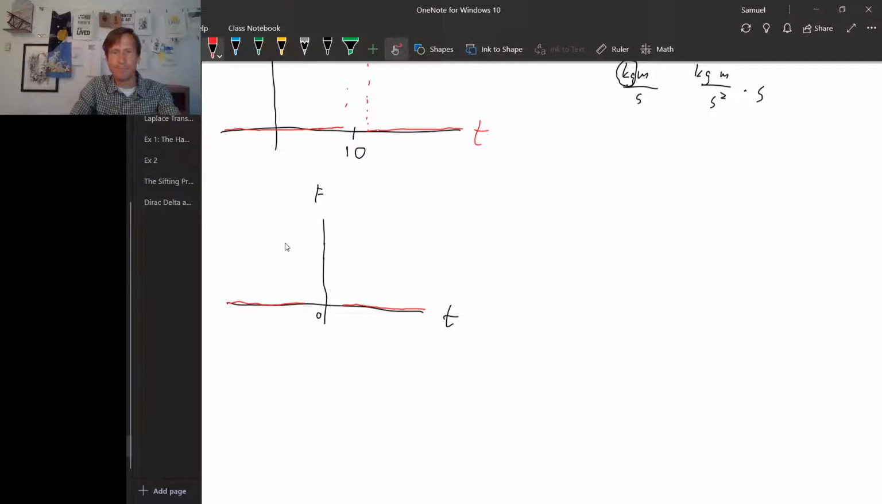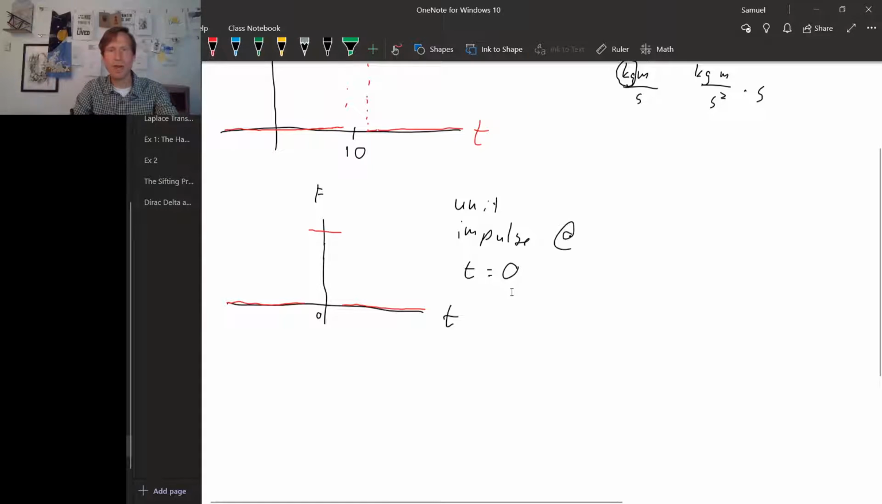The force is going to be 0 far away from time 0, but near time 0, when the actual hammer blow is happening, the force is large. Okay, and so we're writing down a unit impulse at t equals 0. So how is the impulse going to show up? How do we know what a unit impulse is in this graph?